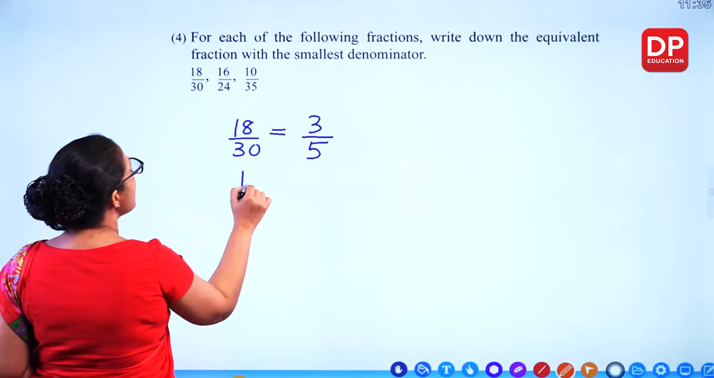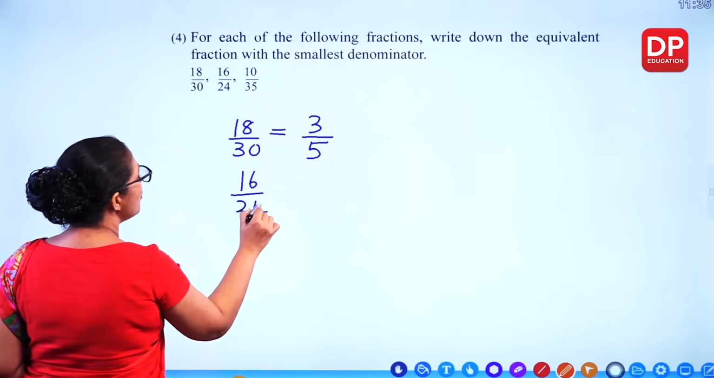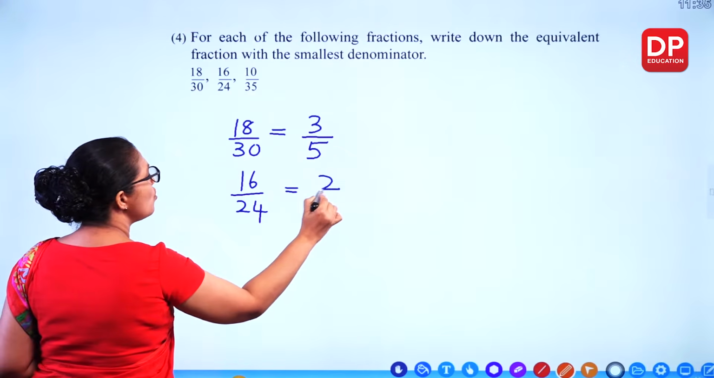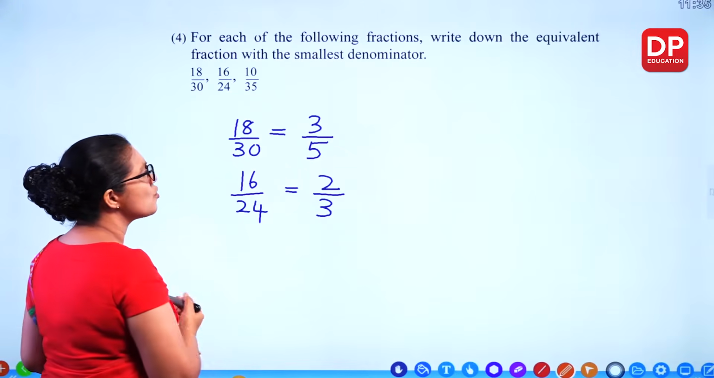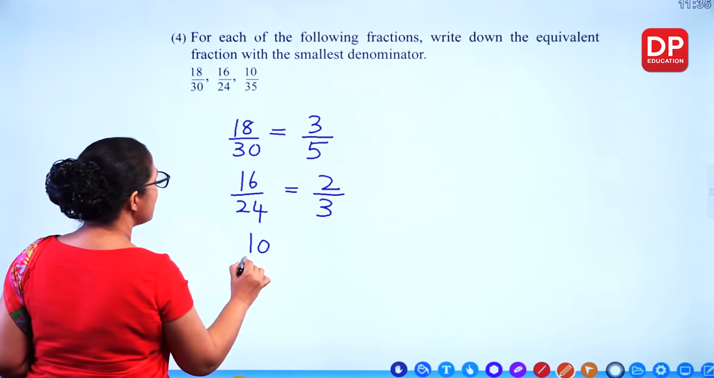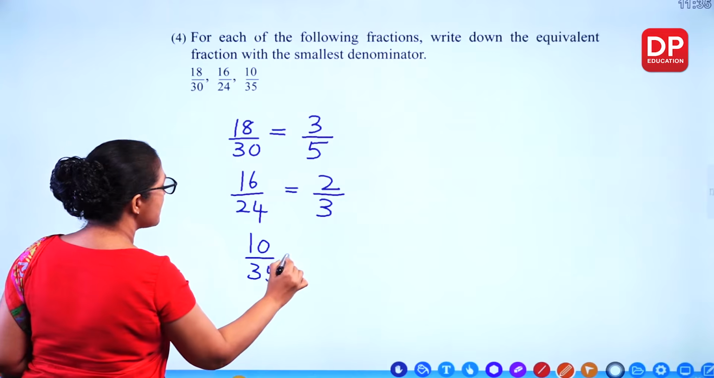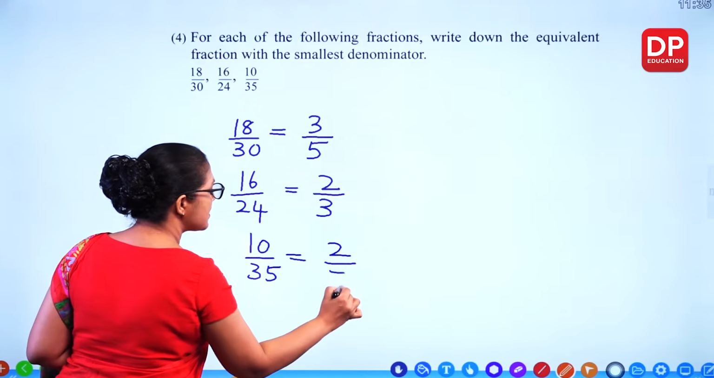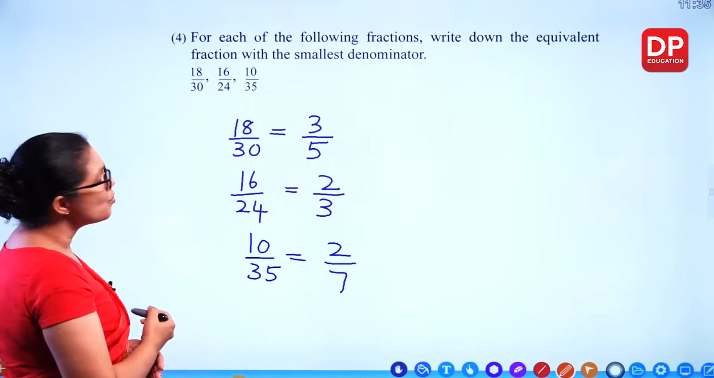If you take 6 and 24, you can divide by 8. 8 times 2, 8 times 3. So 2/3 is the lowest term. 10 and 35, what's the lowest term? Divide by 5, you get 2 and 7. So 2/7.